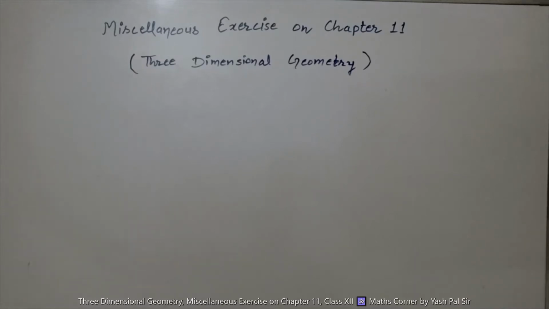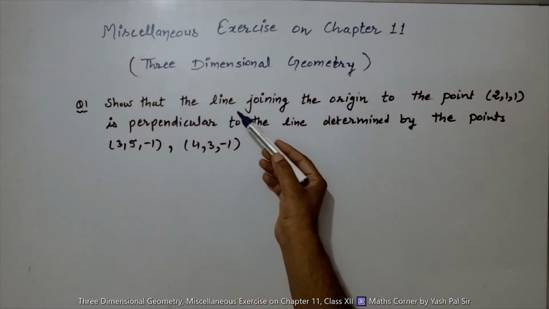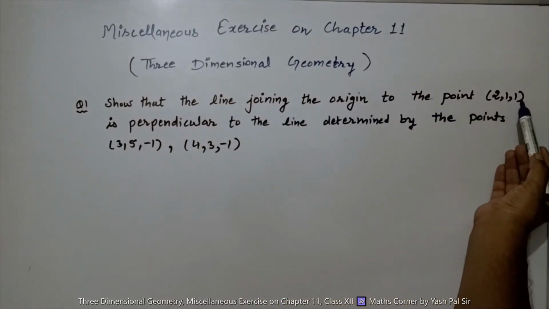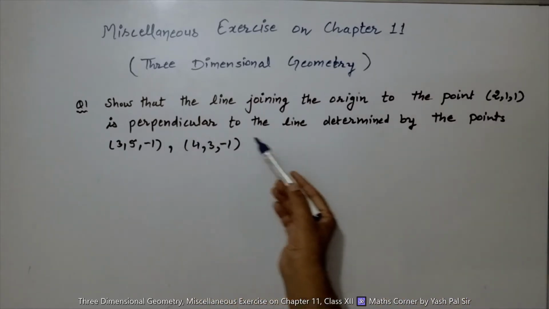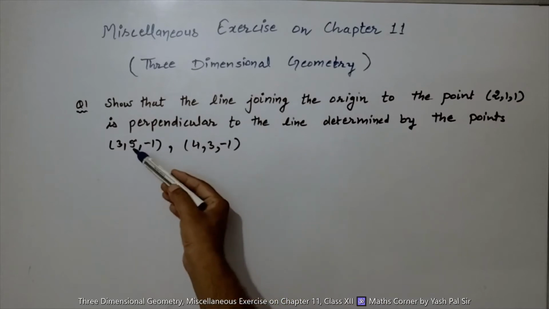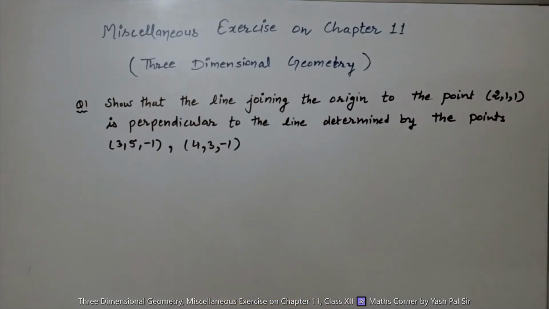Our miscellaneous exercise on chapter 11, three-dimensional geometry. The very first question: show that the line joining the origin to the point (2, 1, 1) is perpendicular to the line determined by the points (3, 5, -1) and (4, 3, -1).